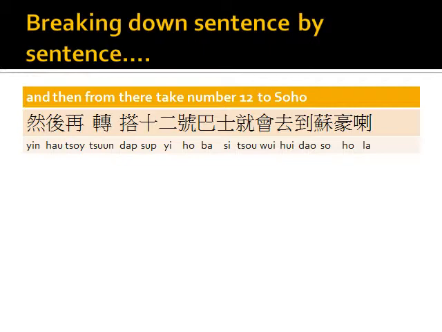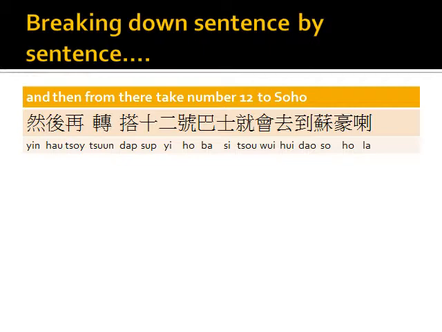So after yin hao joy, we got jun. So what does jun mean? Well, jun, the direct translation is turn in English. We usually use this word to also mean change to. So when we said 然後再轉搭12號巴士, we mean "and then again from there, and then again change and get on to number 12 bus."